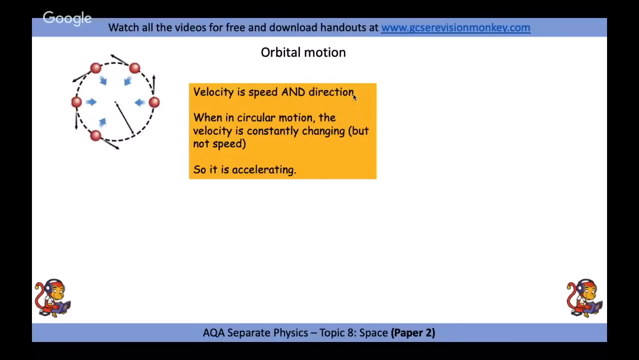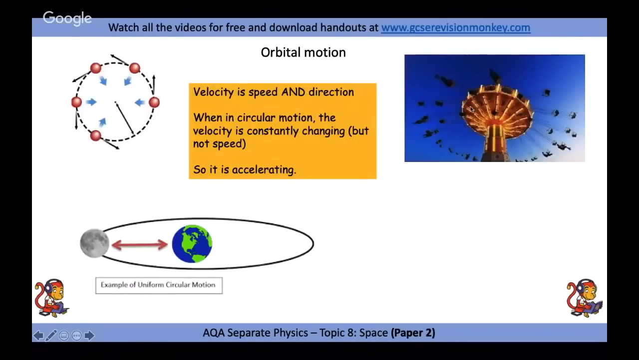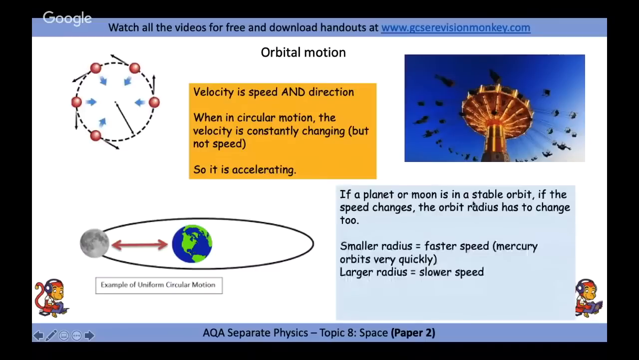So we can see our object going around here. If we were to cut this string at any point, the object would just fly off at a tangent to the circle. Examples of uniform circular motion are a planet, the moon around the Earth, and fairground rides. If a planet or a moon is in a stable orbit, meaning its height isn't changing, and the speed changes, the orbit radius has to change too.